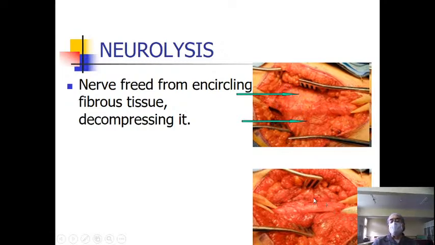So once you remove that fibrous tissue like this, these are the retractors, self-retaining retractors. And this is a red rubber tube. You should be very gentle while handling nerve.